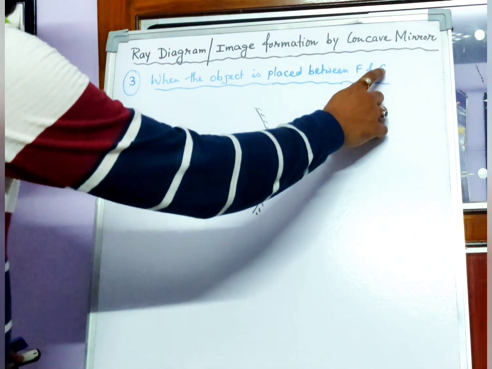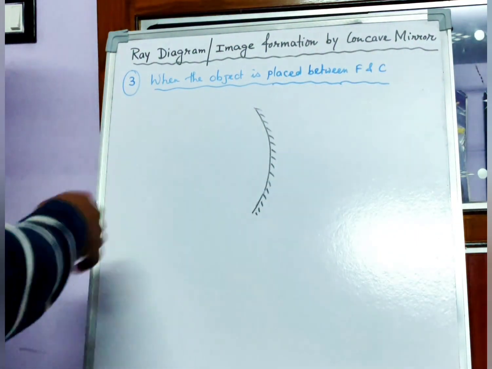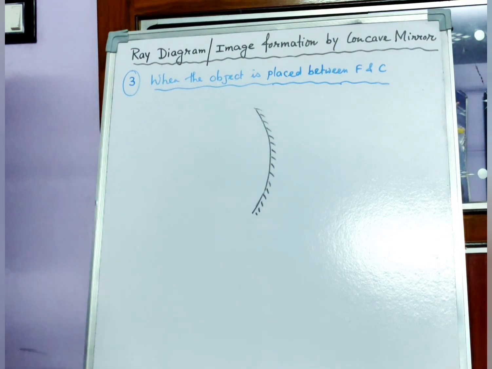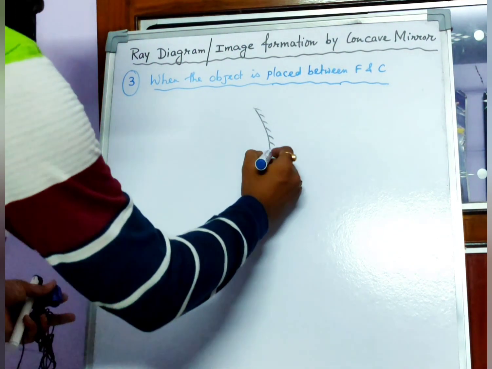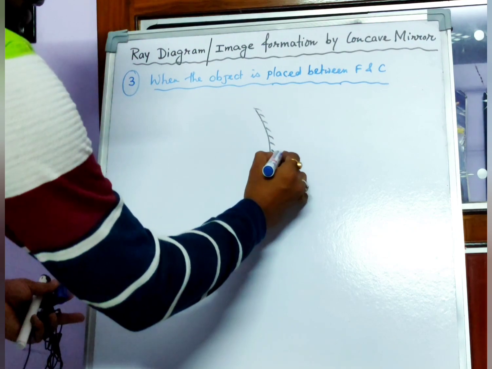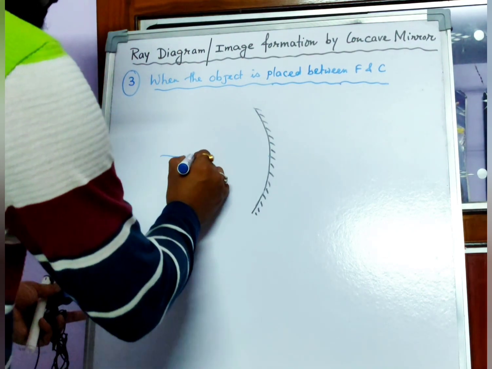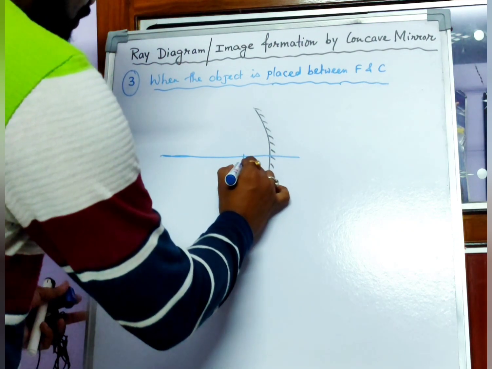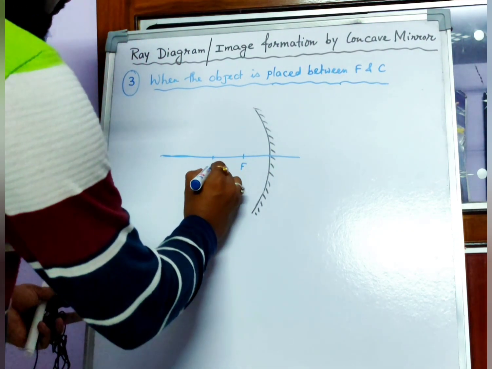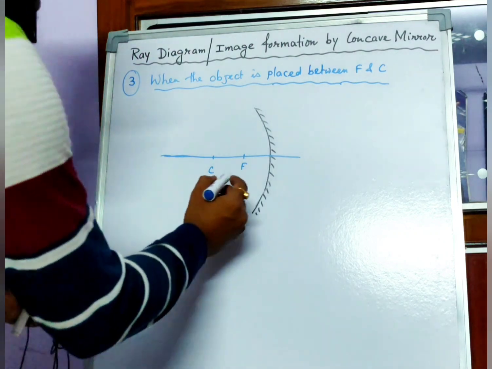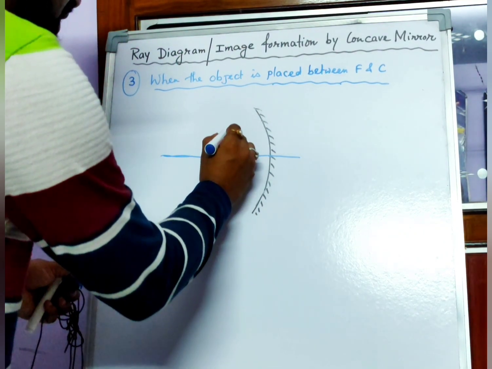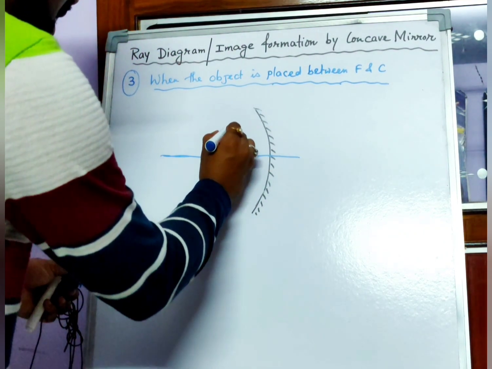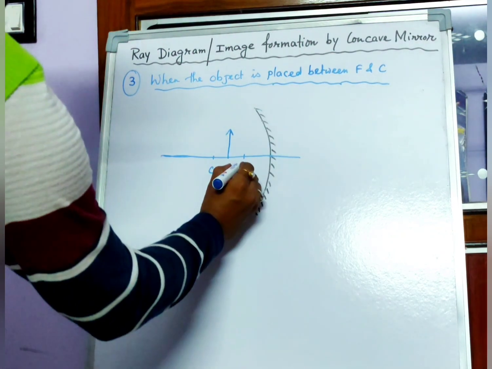Now this is the third case, when the object is placed between focus and center of curvature, between F and C, of a concave mirror. If we place the object, how will the image form? First you need to draw a concave mirror, and through the pole you have to draw the principal axis as usual. Now you have to take the focus point and the center of curvature. Now you are placing the object between F and C.